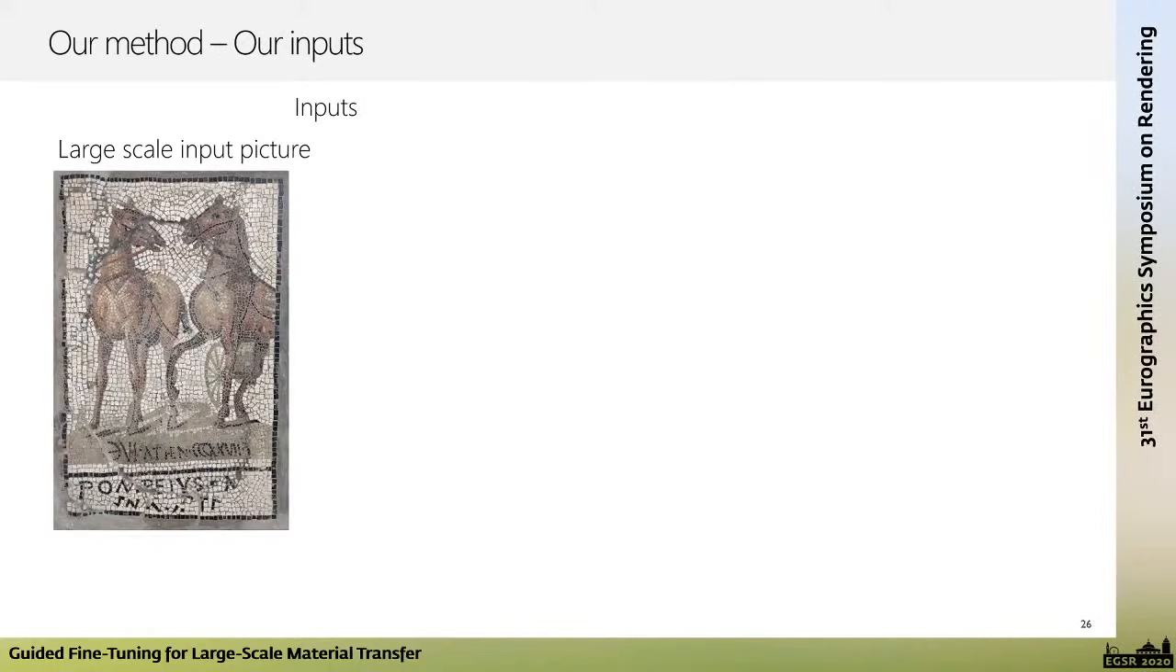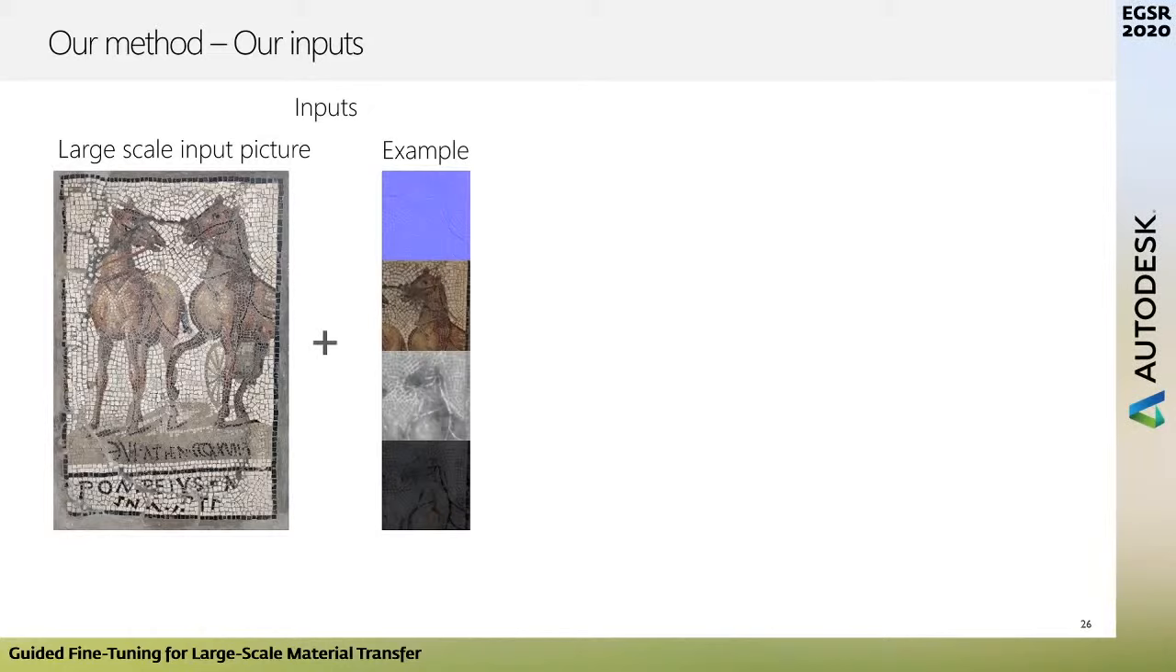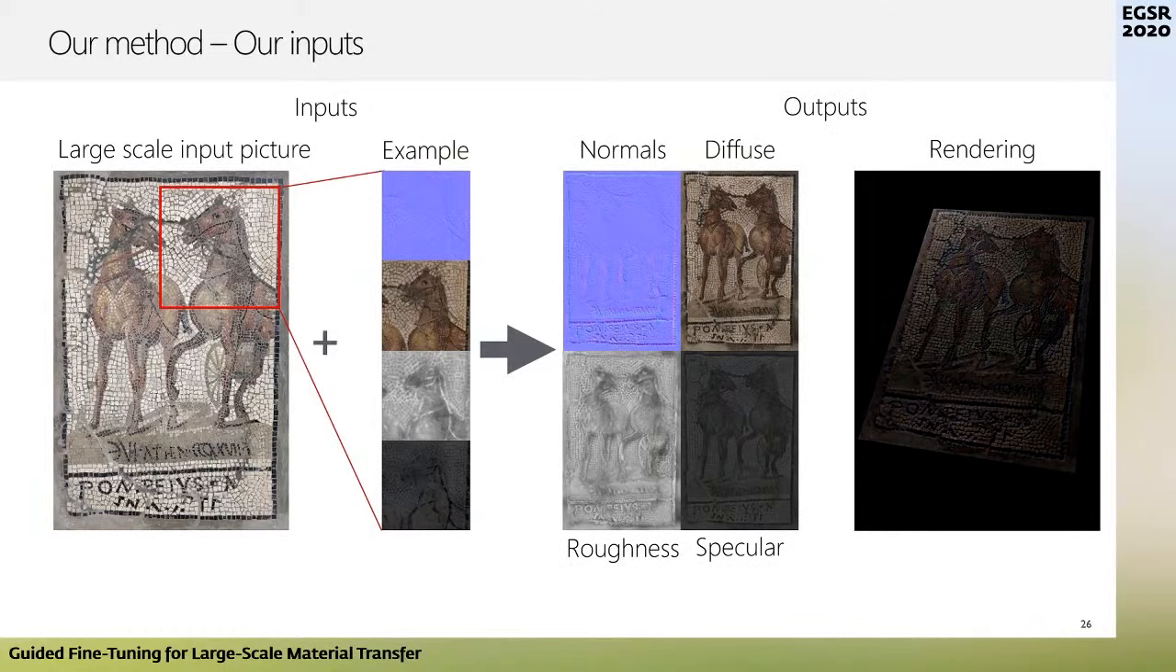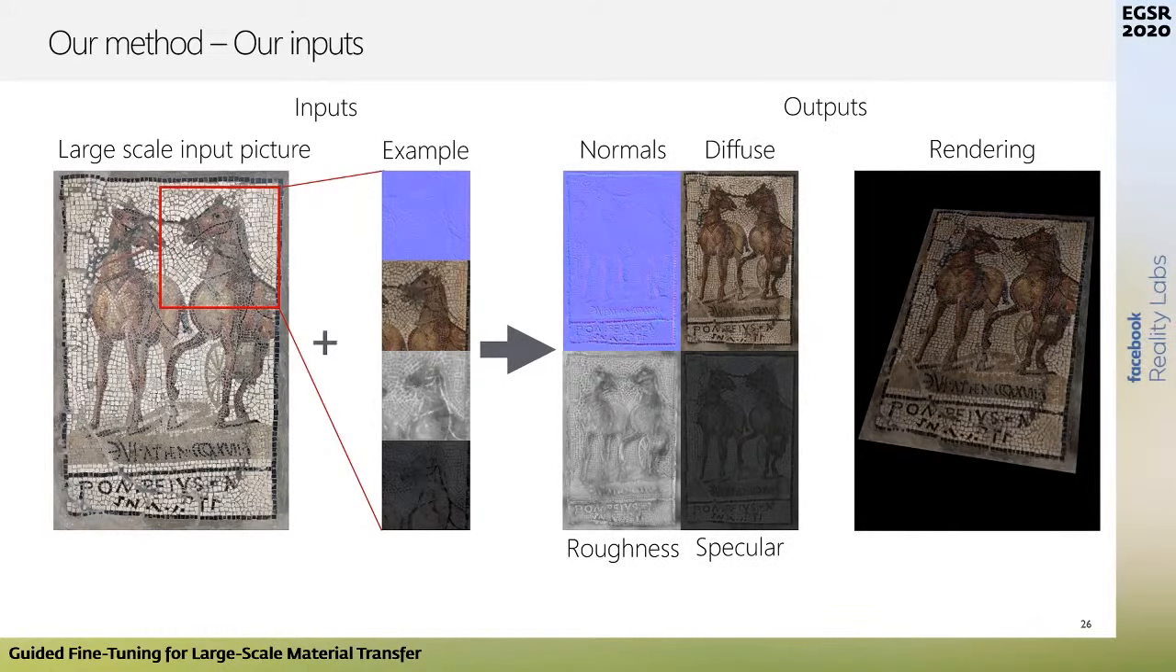Our inputs are a large-scale picture of arbitrary resolution and aspect ratio with approximately constant illumination. We also provide an exemplar material. In this case, the exemplar comes from a close-up flash picture that we processed with our 2018 single image method. From this, we retrieve material with the same resolution as the input's large-scale image.